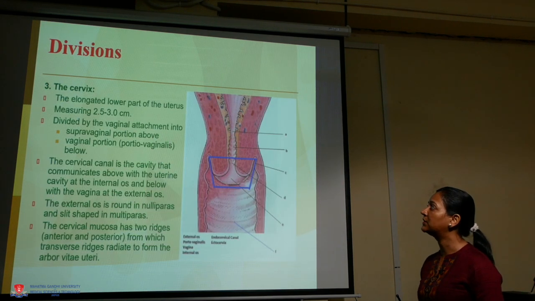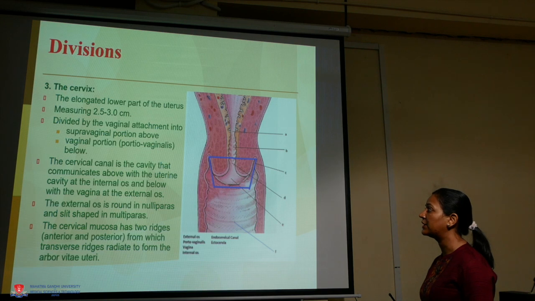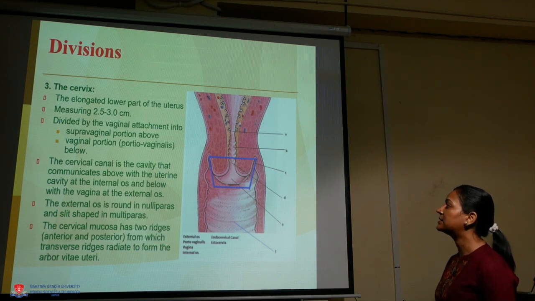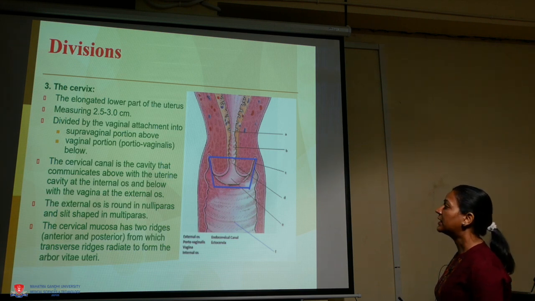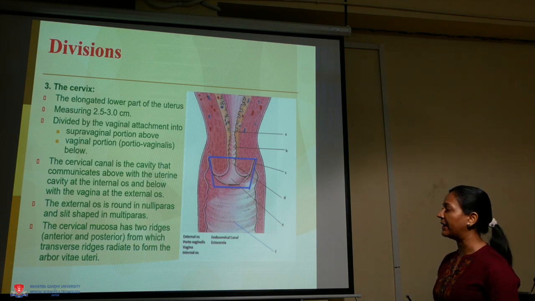Then comes the cervix. The elongated lower part of the uterus is the cervix, measuring around 2.5 to 3 cm, divided by the vaginal attachment into the supravaginal portion above and the vaginal portion, that is the portio vaginalis, below. The cervical canal is the cavity that communicates above with the uterine cavity at the internal os and below with the vagina at the external os. The external os is round in nulliparous and slit shaped in multiparas.